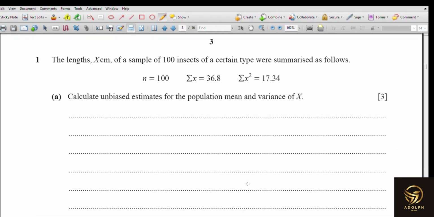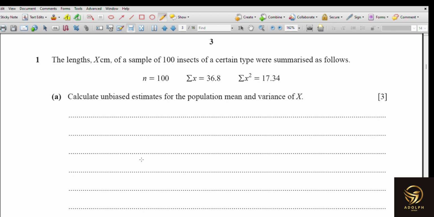So the first question, if you see, the length x centimeters of a sample of 100 insects of a certain type were summarized as follows. n equals 100, summation x equals 36.8 and summation x squared equals 17.34. Here we have to calculate the unbiased estimates of the population mean and variance.